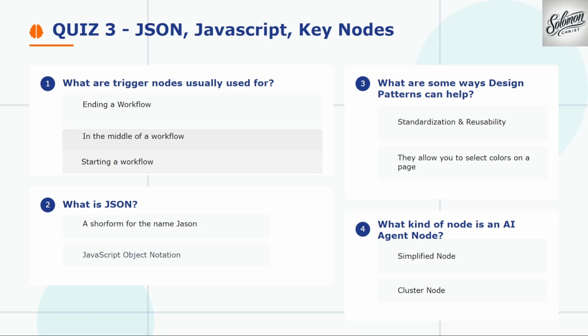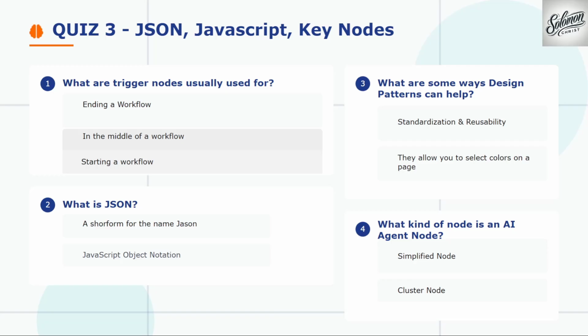All right. It's time for our quiz. So number 1, what are trigger nodes usually used for? Is it ending a workflow, in the middle of a workflow, or starting a workflow? If you said starting a workflow, you're right. Number 2, what is JSON? A short form for the name Jason, or JavaScript object notation? If you said JavaScript object notation, you're right.